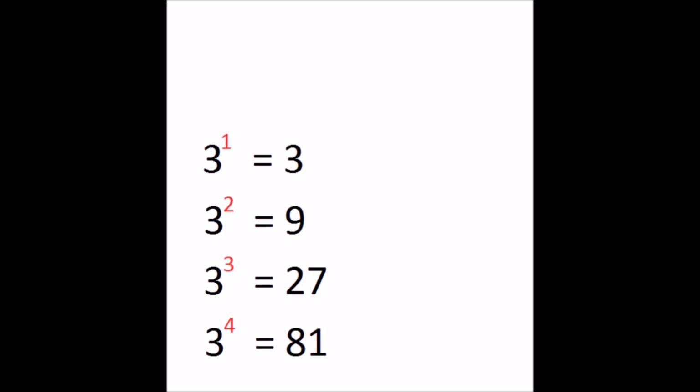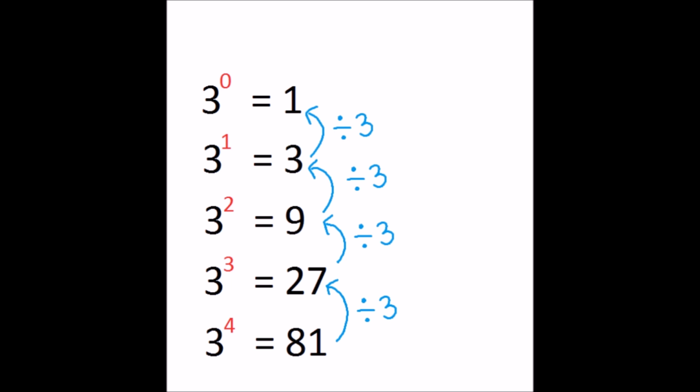You can also look at the basic pattern written out. If 3 to the power of 1 is 3, 3 to the power of 2 is 9, and so on and so on, you can see how as we're increasing the exponent, we're multiplying by the base, which is 3. Logically then, as we're going backwards, we're dividing by the base. We're dividing by 3. 27 divided by 3 is 9. 9 divided by 3 is 3. So to get 3 to the power of 0, we'll have 3 divided by 3, which is 1.